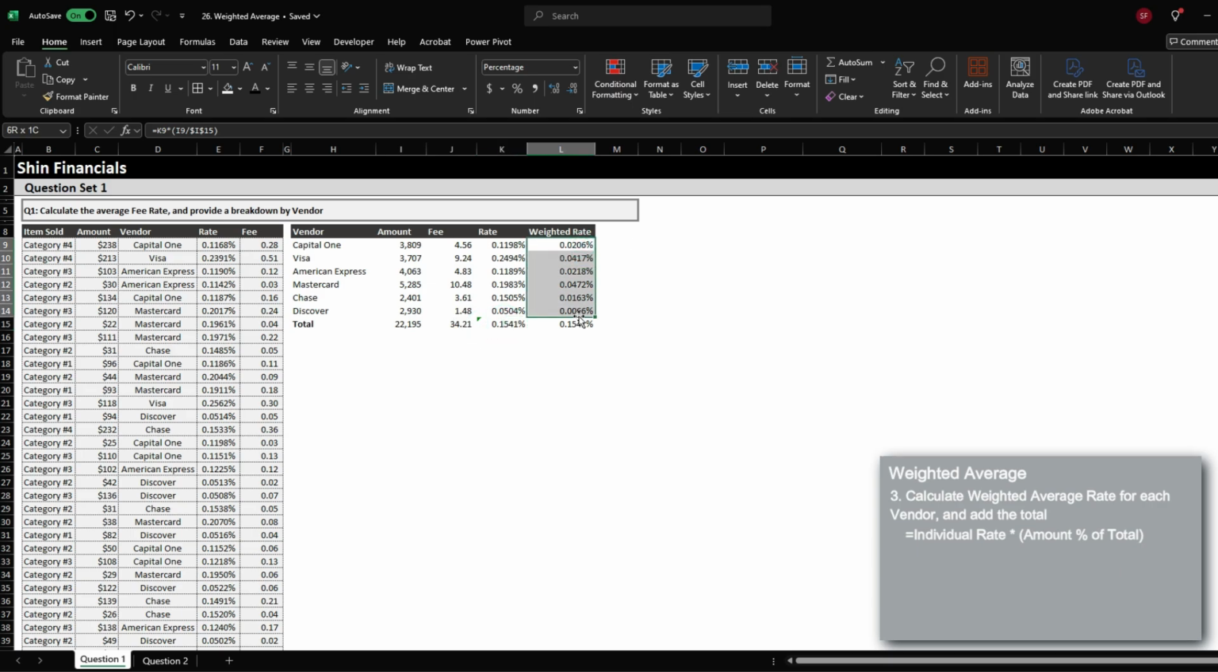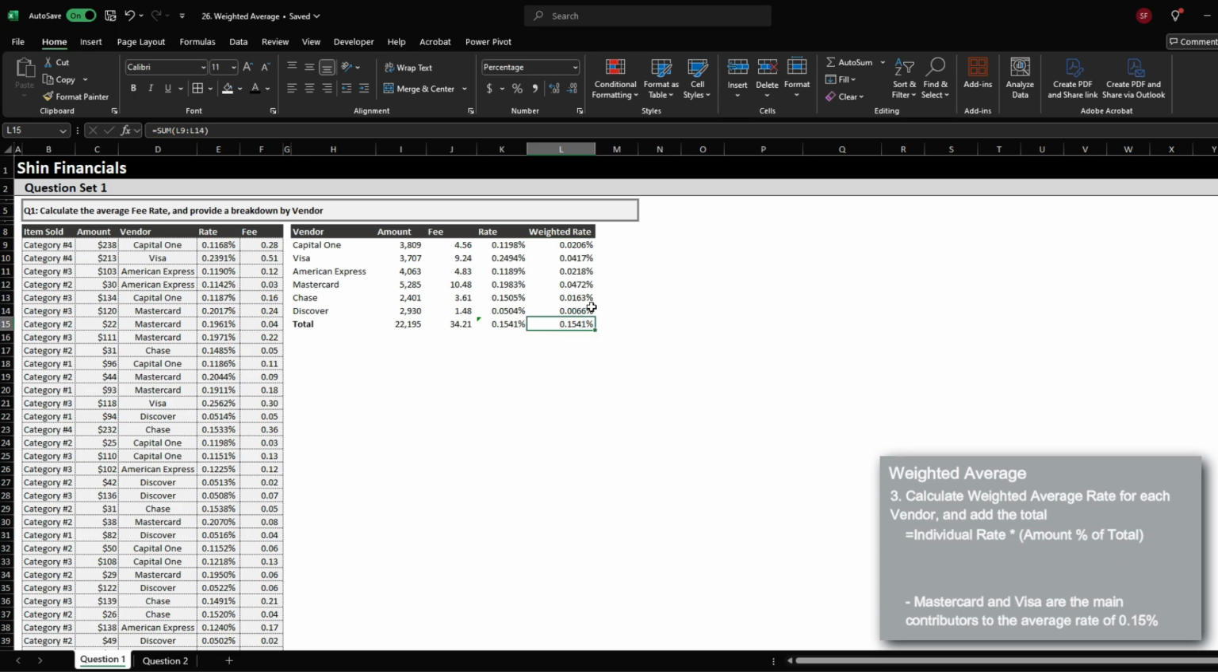And based on the values here, we know that we are paying a significant amount to MasterCard. We are also paying a significant amount to Visa because the rate is so much higher, whereas all the other vendors are not too significant.